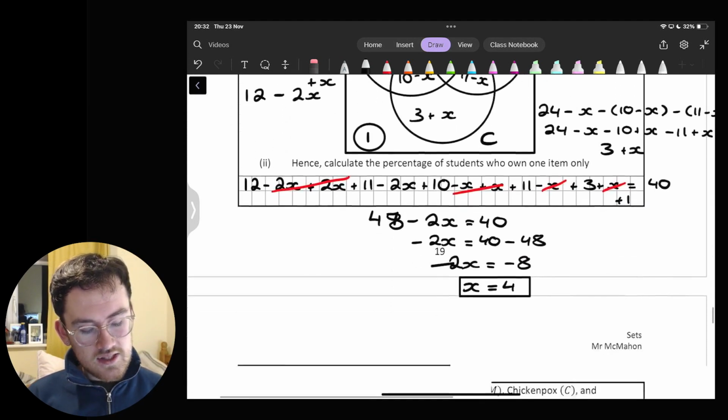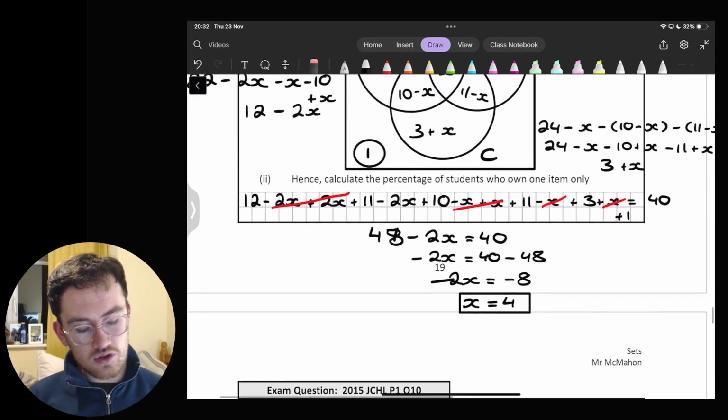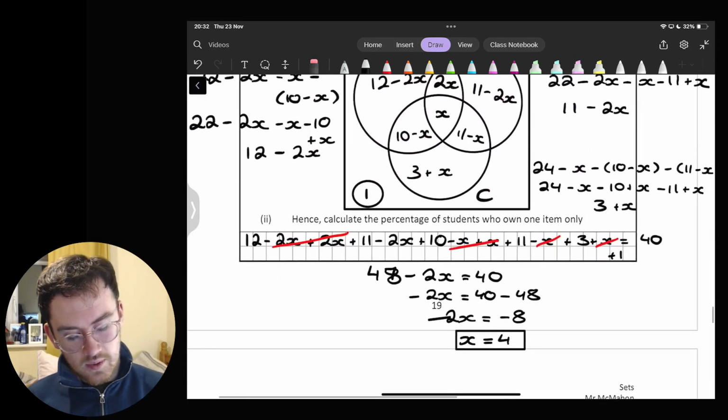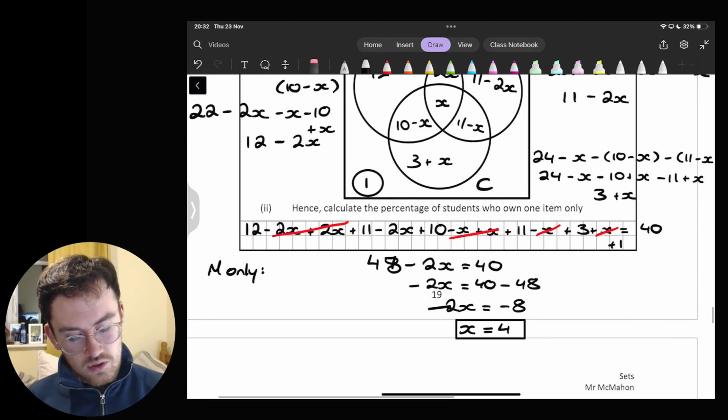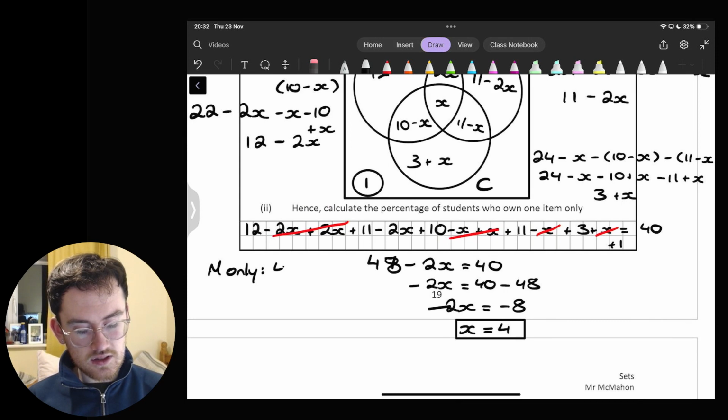The second part says, hence calculate the percentage of students who own one item only. So MP3 player only was 12 minus 2x. So 2x is 8, so that's going to be 4.